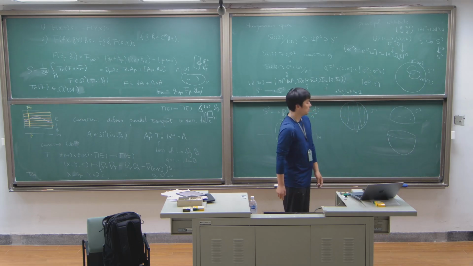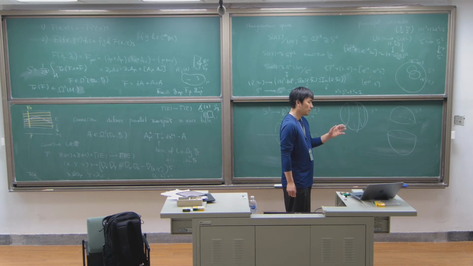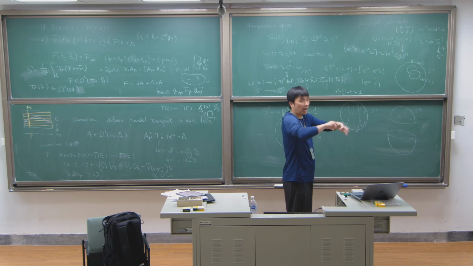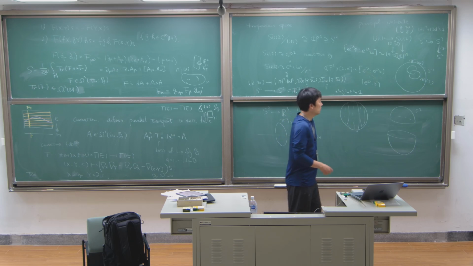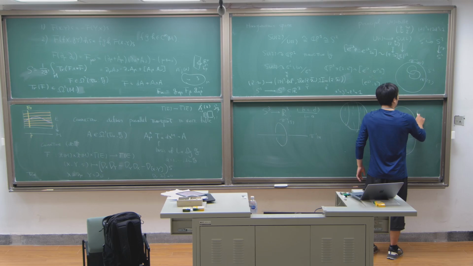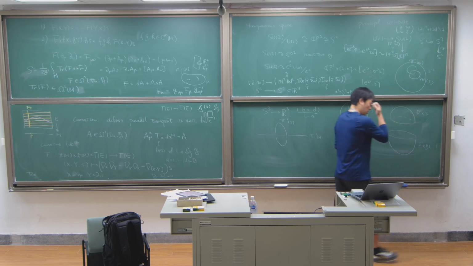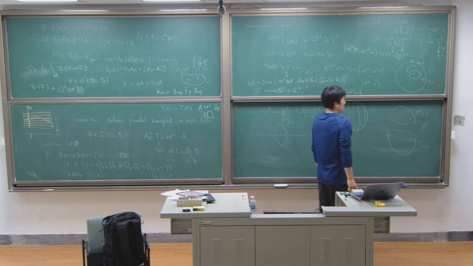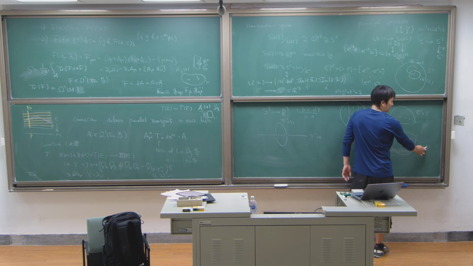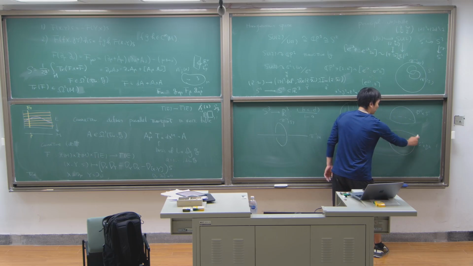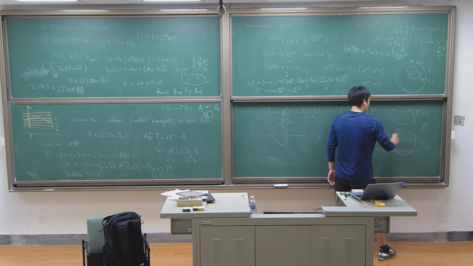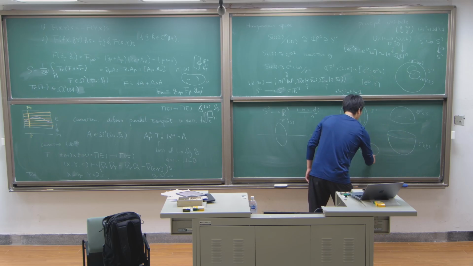Since it's a disk, and a disk is contractible, therefore you can just have a trivial bundle. So D2 times S1, then S1 times D2. And at the boundary, the boundary of D2 is S1. Yes, this is S1. And S1 times S1 is the torus.